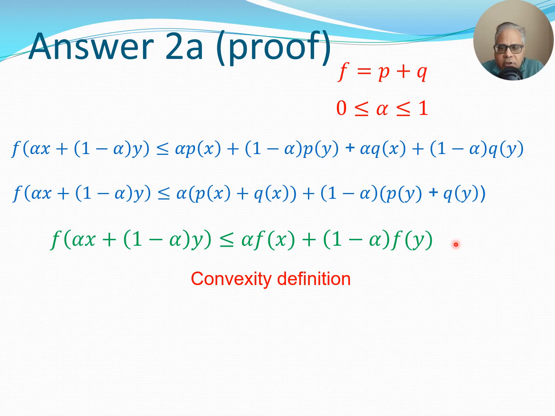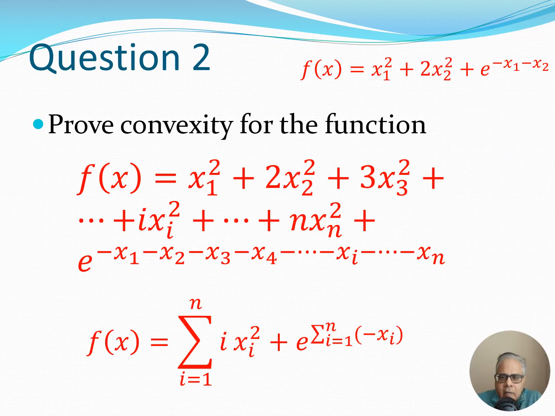And so once I do this, I get this nice expression in green, and you can immediately see that this is the definition of convexity. So from this expression in green, we know that f is a convex function. So essentially we have proved that if we have a function f and we can write it as a sum of two functions p and q, if p and q are convex, then f is also convex. Now I'm going to use this to prove convexity for our test function.